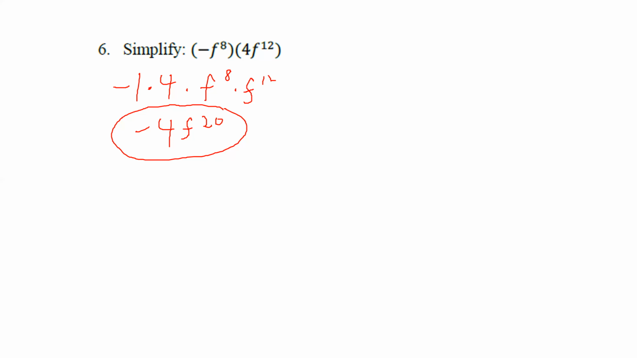Again, anytime we have any type of exponents, you add them. Because remember, when you have an exponent, that's saying you're multiplying that value by itself that many times. So you have f 8 times there. Then we had f 12 times. We have a total of 20 f's. So it's f to the 20th power.